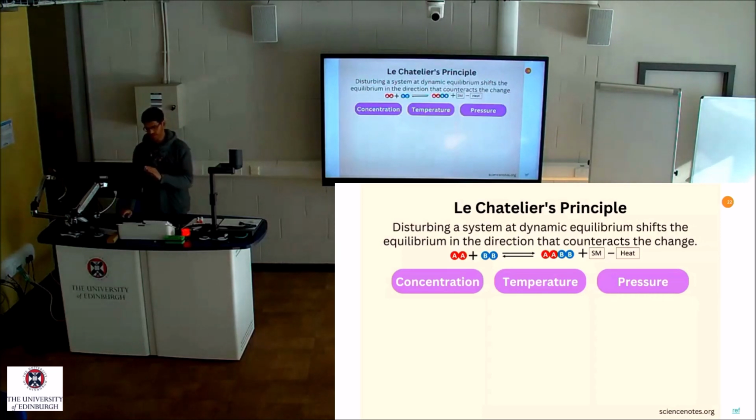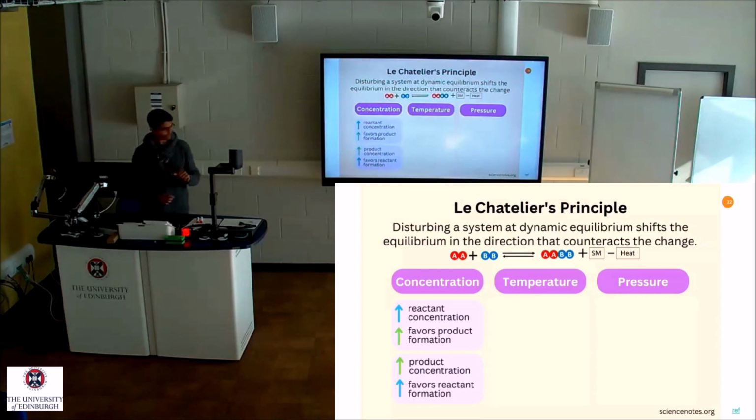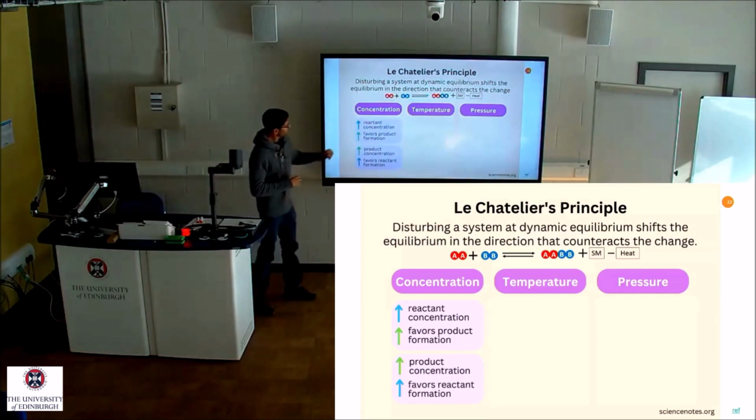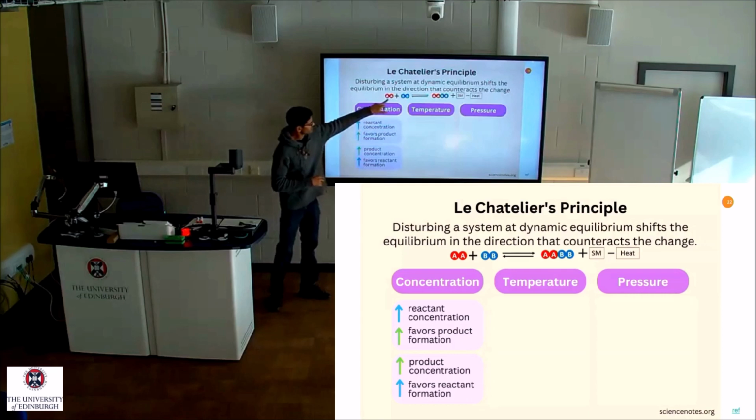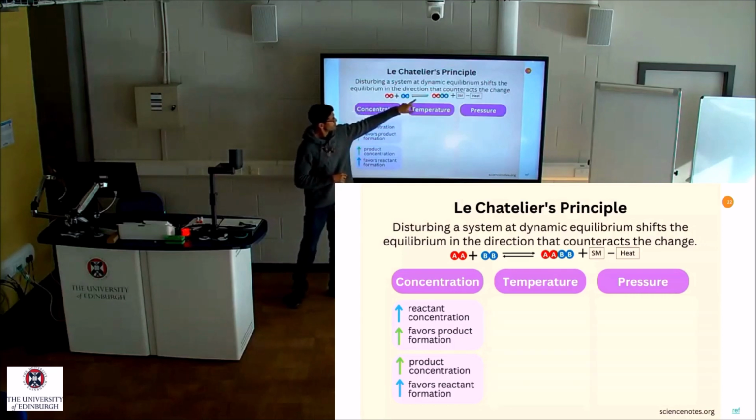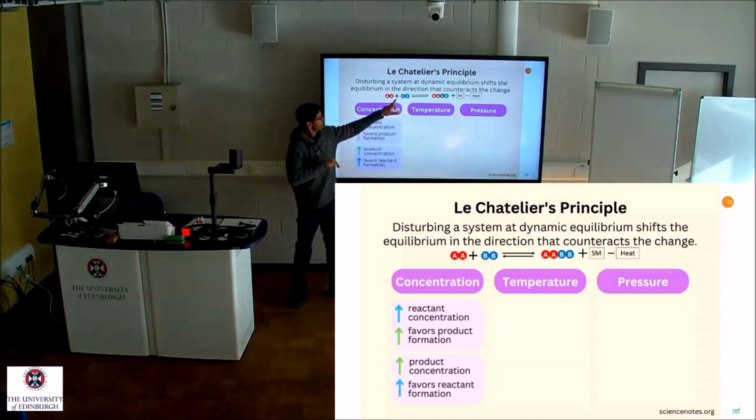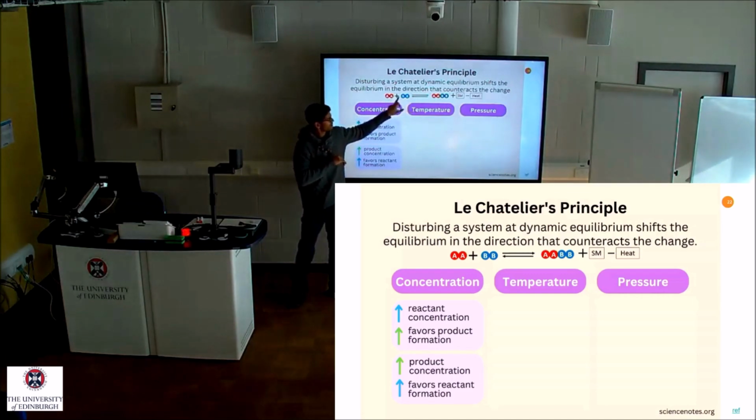How? If I talk about only concentration, in this case, if you increase the concentration of the reactant, in order for the equilibrium to stabilize again from the previous condition, the excess reactant is going to make some more product.